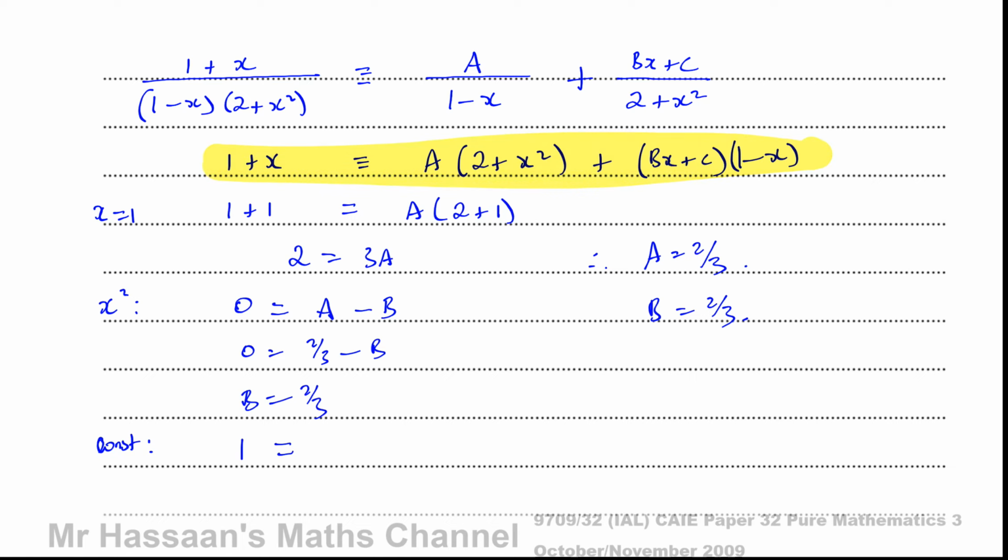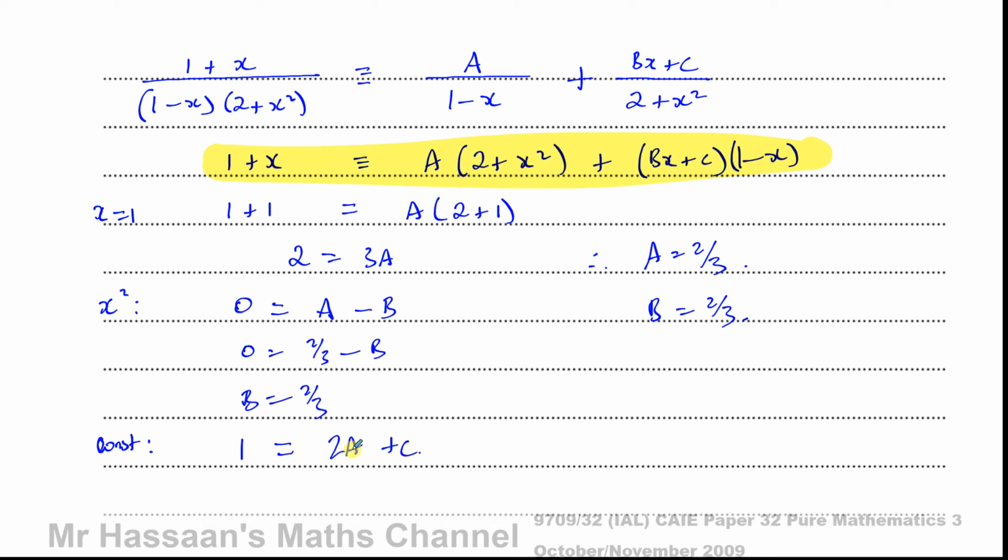So I'm comparing the constants now. On this side, the constant is 1. On this side, I'm going to have 2a. And the other constant will be when I multiply the c by the 1. The c by the 1 will give me the constant on this side. When I expand this bracket, c times 1 will give me the constant. That's going to be plus c.